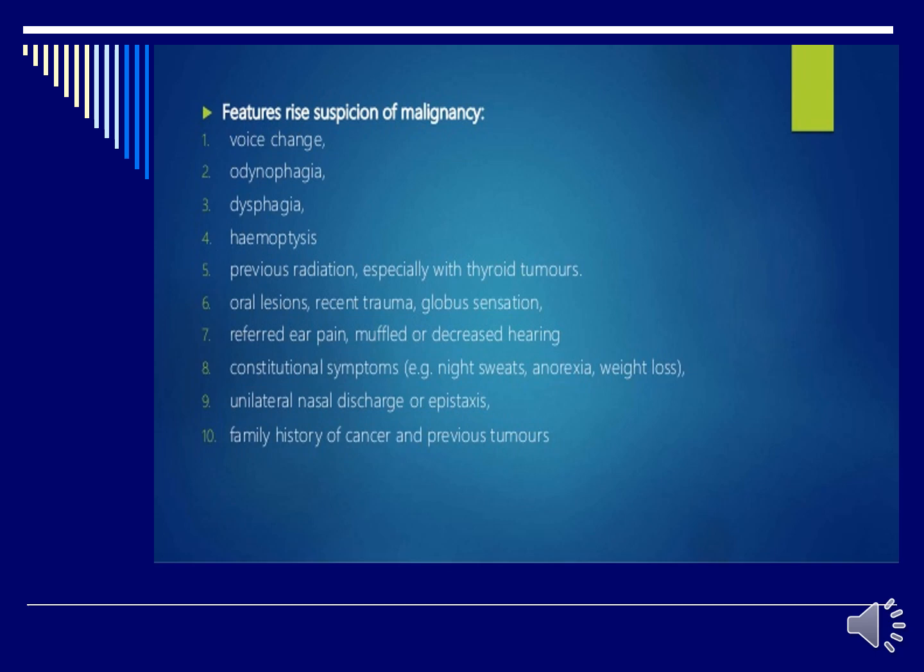Unilateral nasal discharge or epistaxis. Unilateral epistaxis, severe epistaxis with discharge, pain and other symptoms in the nose may give us hints that there is a malignant tumor in the sinuses or nasal cavity. Nasopharyngeal carcinoma can present with epistaxis, nasal discharge and obstruction. Family history of cancer also increases suspicion.